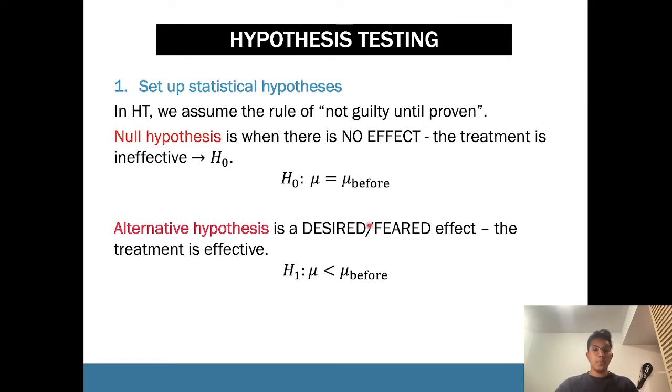Okay, so when we do a hypothesis test, there are some rigid rules that we need to follow and some rigid statements that we need to write down. So the first thing we need to do is to set up our statistical hypothesis. So we assume the rule that something is not guilty until proven. So our first hypothesis is known as the null hypothesis. So null as in that there's been no effect, that the treatment is ineffective. And we write this down as H naught.